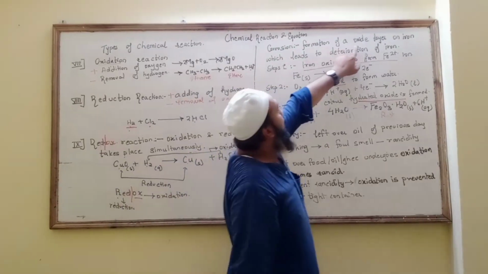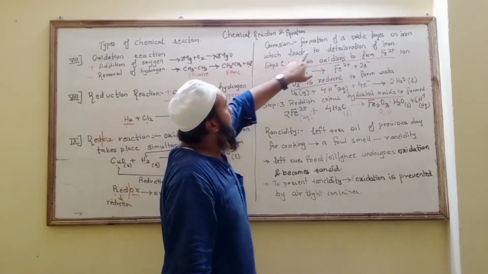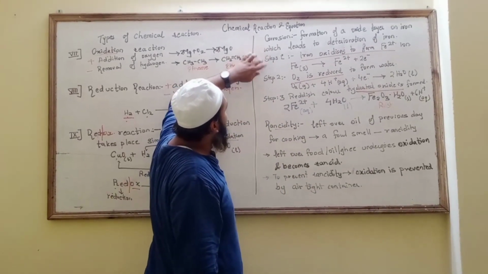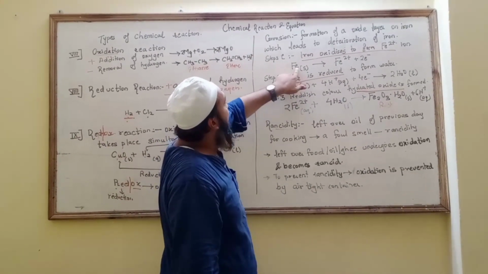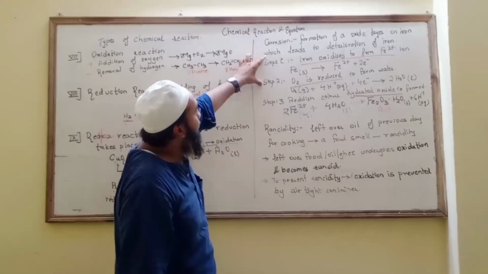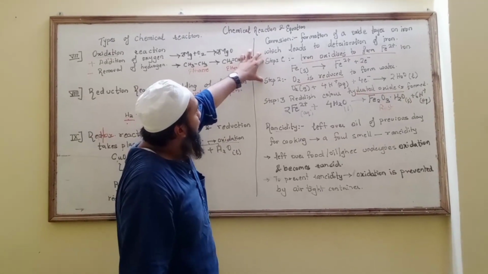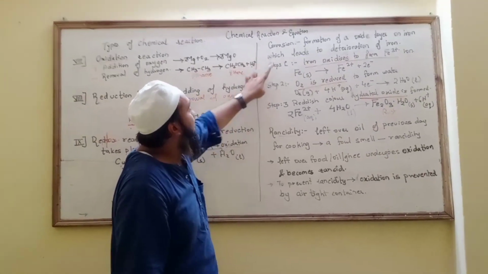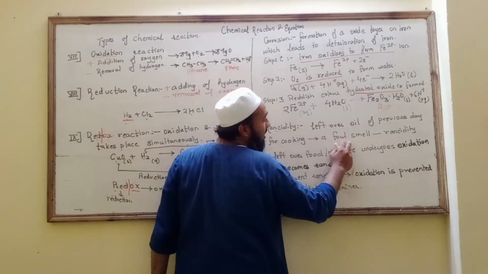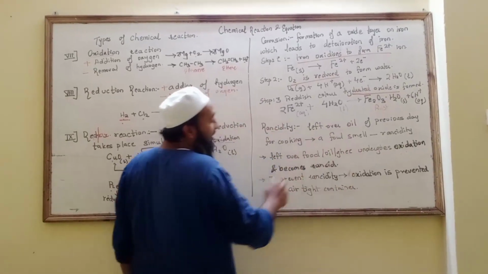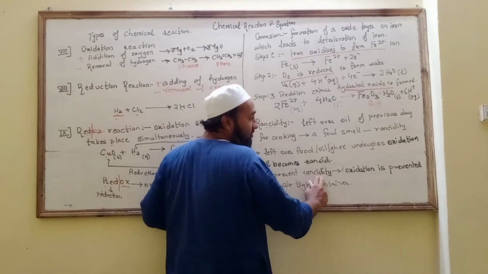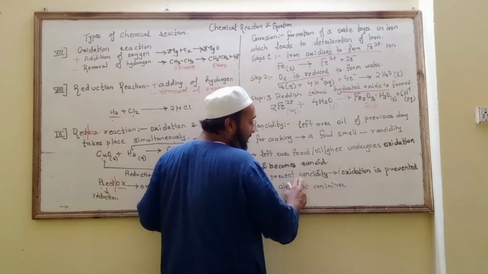Corrosion is the formation of an oxide layer on iron which leads to deterioration of iron. There are three chemical steps involved, followed by chemical reactions. The 3 steps are written over here. You need to memorize and recall all these 3 steps while writing the answer. And rancidity is the phenomenon of a foul smell developing in the leftover oil, ghee or food of the previous day. If you want to prevent rancidity, you need to keep that oil, ghee or food in an airtight container.